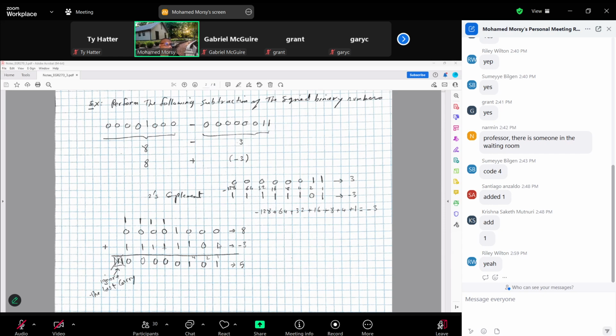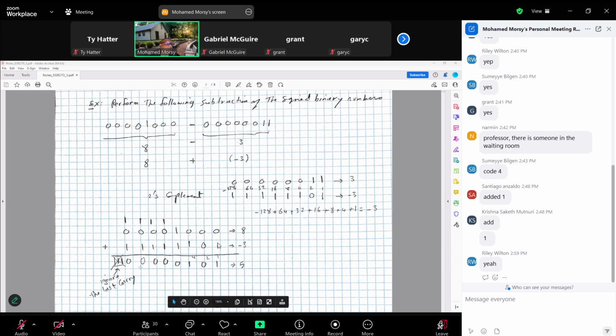Then 0 plus 1 is 1, plus the carry 1, so it is 0 with carry 1. Then 0 plus 1 is 1, plus 1 is 0 with carry 1. Carry 1, we put it here. 0 plus 1 is 1, plus 1 is 0 with carry 1. 0 plus 1 is 1, plus 1 is 0 with carry 1. We ignore the last carry 1. Forget about it. Ignore it.